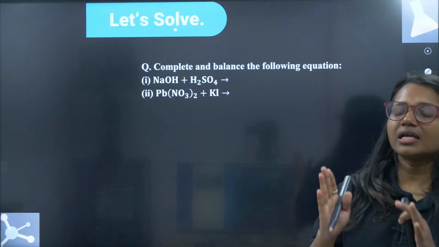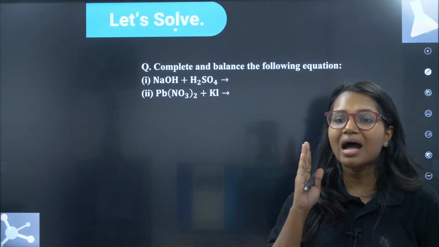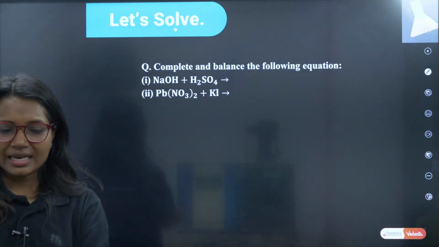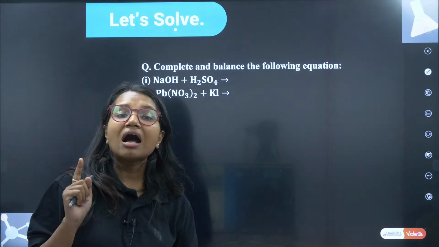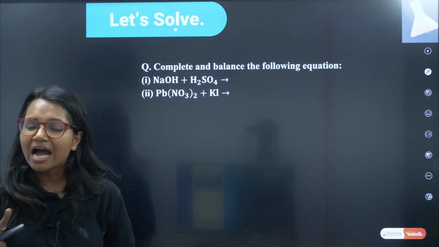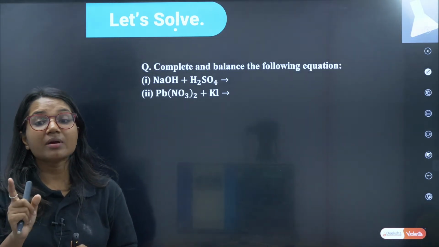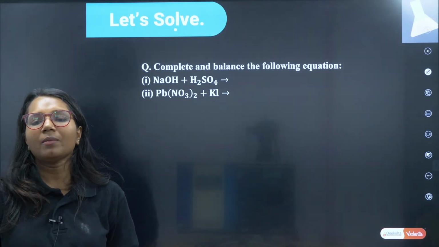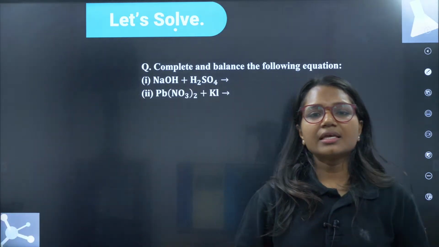Again I am telling you, until the question mentions balancing the reaction, you don't have to worry. Hello Netra, you have joined the session late. You can write reactants and products, but if it is mentioned balanced, they will cut marks if the reaction is not balanced. Okay, tell me the answer for this.